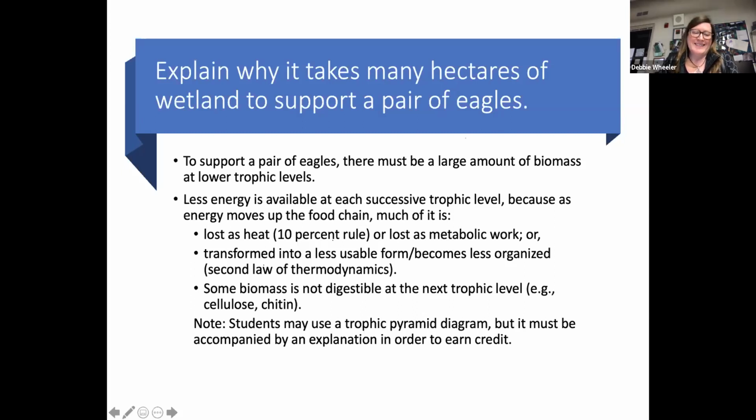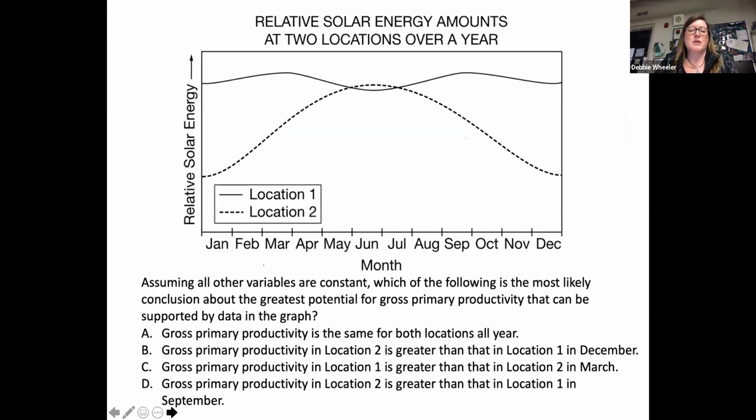Okay. Yes, Lou, I love the second law too. It's pretty cool. All right.